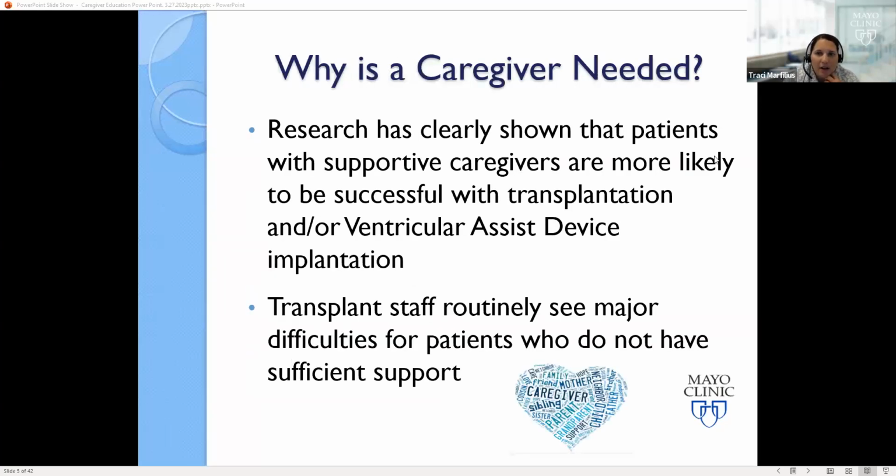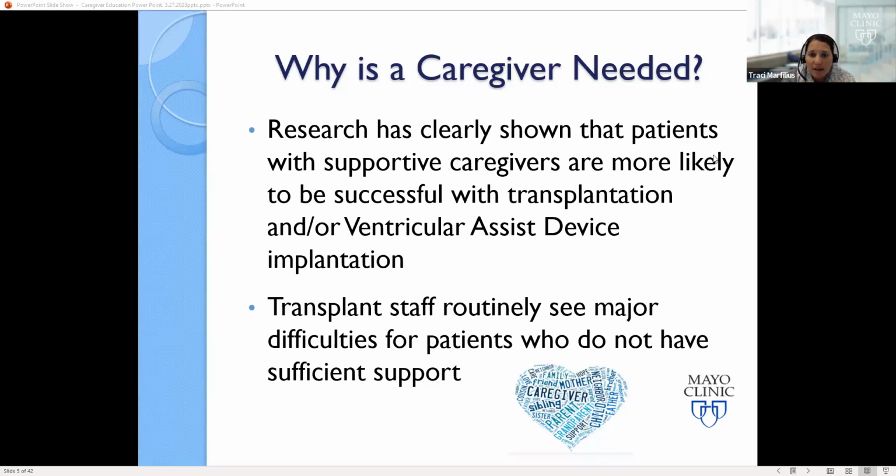So why is a caregiver needed for transplant? Well, as you can see, research has clearly shown that patients with supportive caregivers are more likely to be successful with their transplant and ventricular assist device implantation. So what does that look like? When patients are more successful with their transplant, they are attending their appointments on time, they're eating the right foods, they're exercising like they should, they're taking their meds like they should, and picking up their medications on time.